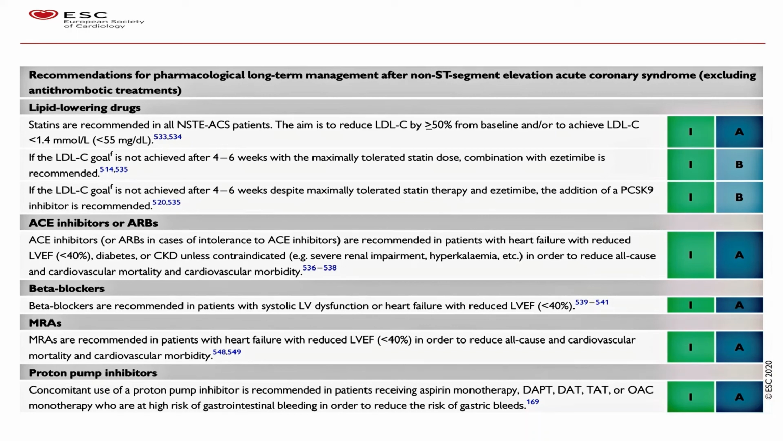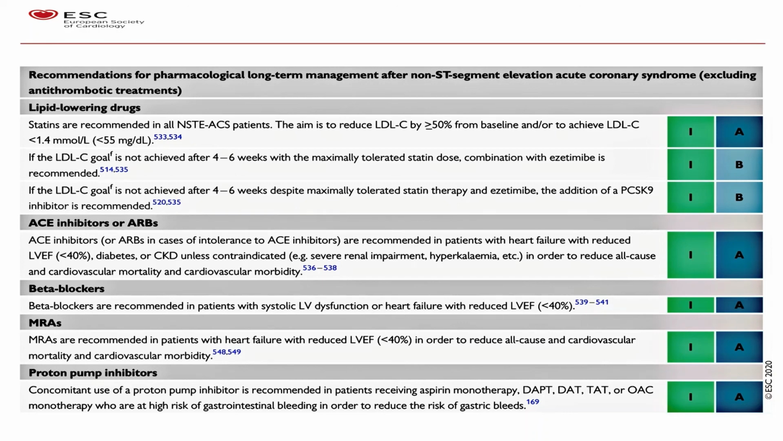Beta blockers are recommended in patients with systolic LV dysfunction or heart failure with reduced left ventricular ejection fraction, less than 40%. Class 1 Level A. MRAs. Mineralocorticoid receptor antagonists are recommended in patients with heart failure with reduced left ventricular ejection fraction, less than 40%, in order to reduce all-cause and cardiovascular mortality and cardiovascular morbidity. Class 1 Level A. Proton pump inhibitors.